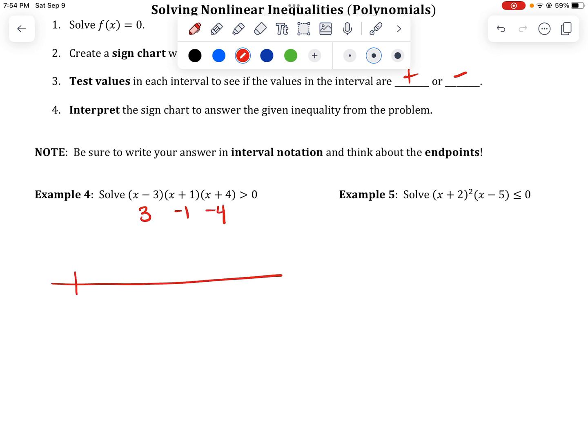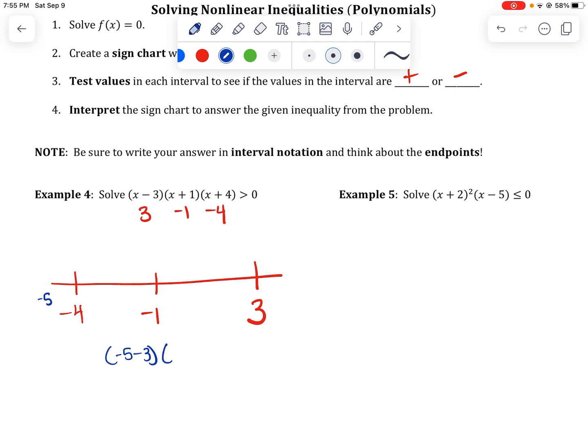So I'm going to make a sign chart with negative 4, negative 1, and 3. And now I'm going to test a value. So for example, I'm going to see, what if I put in -5? -5 minus 3, -5 plus 1, -5 plus 4. Is that greater than 0? So this is -8 times -4 times 1. Is that greater than 0? Well, that's 32, which is greater than 0.